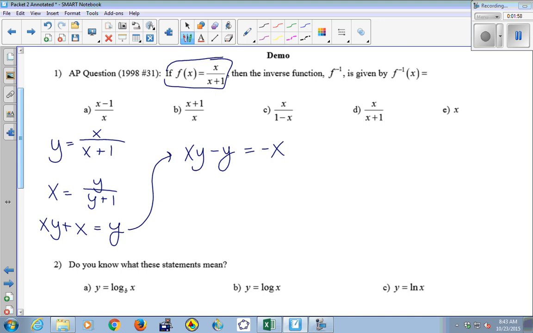So I started by multiplying both sides by y plus 1. I distributed my x to my y plus 1, and I got xy plus x. I was left with a y on the other side. And then if my goal is to get y by itself, I should put all my y terms on one side and all my non-y terms on the other. All right, how am I going to try to isolate this y here? I've got an xy minus y. What do you think?